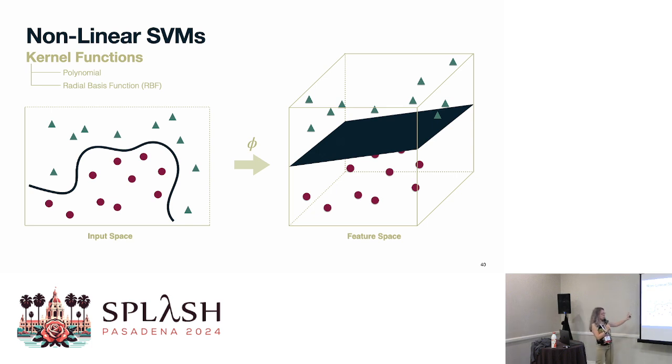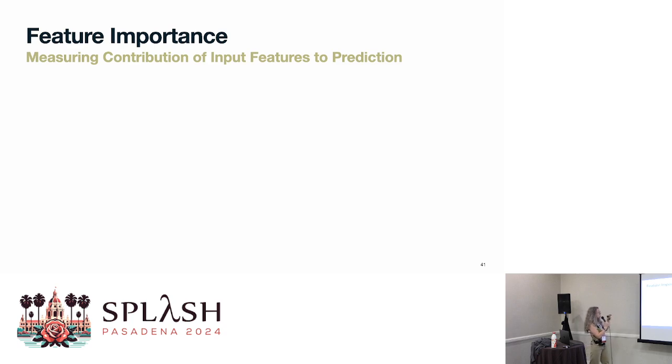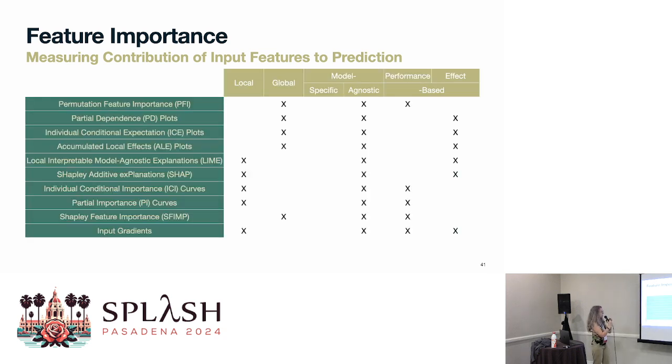Okay, so what I want to do is basically find explanations for SVMs. In machine learning, there's a category of explanation techniques that are called feature importance measures. Basically, these measure the contribution of the input features to the predictions. And there are tons of kinds of these. The most popular ones are these ones. And they have different flavors.